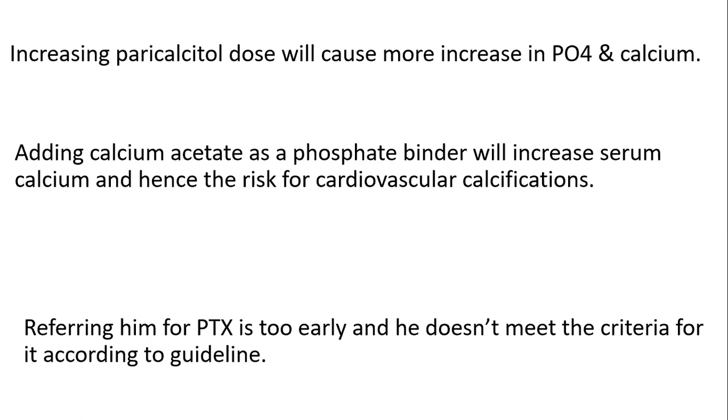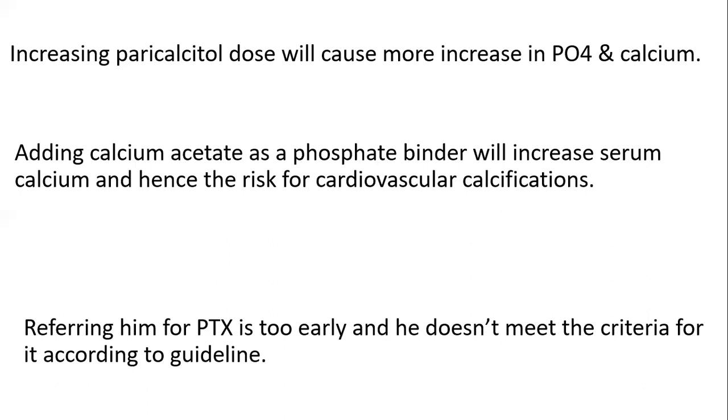Other options are not correct because increasing the baricalcitol from 4 to 10 mcg with each dialysis can put the patient on a positive calcium and phosphorus balance and can increase cardiovascular calcification. And adding calcium acetate as a phosphate lowering therapy will increase the positive calcium balance and also the cardiovascular calcification risk. It's too early to refer the patient for parathyroidectomy.